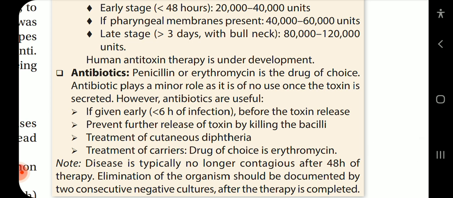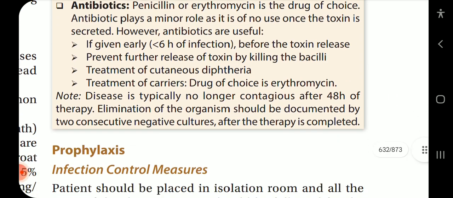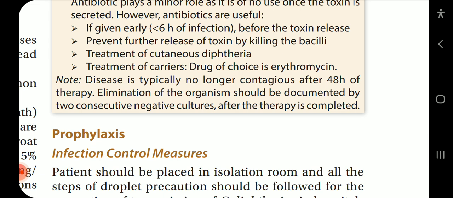Antibiotics, penicillin or erythromycin is the drug of choice. Antibiotic plays a minor role as it is of no use once the toxin is secreted. However, antibiotics are useful if given early, less than 6 hours of infection before the toxin release. Prevent further release of toxin by killing the bacilli.